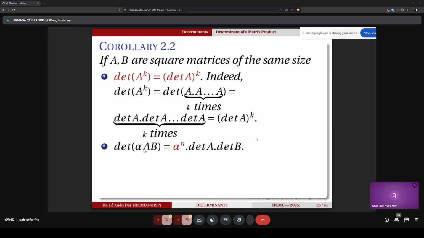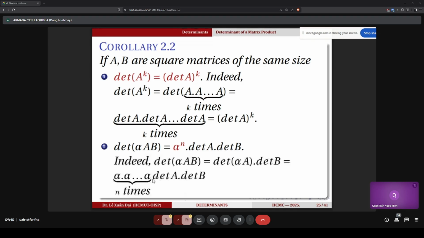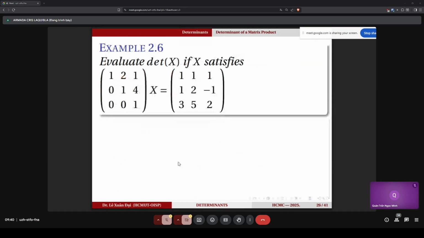Next, what if there's a number there? I saw something like this in the test. If there's an alpha there, and this is a number, times matrix AB, what will happen to the alpha, class? It has an exponent n there, then multiply determinant of A times determinant of B. And then you will ask me, oh, what is that n there? Okay, the n here, class, is the size of your square matrix. So if your A and B are 3 by 3 matrices, your n here becomes 3. Okay, and this is the explanation. If your matrix there is 2 by 2, your n becomes 2 here. Okay, so you have an example.